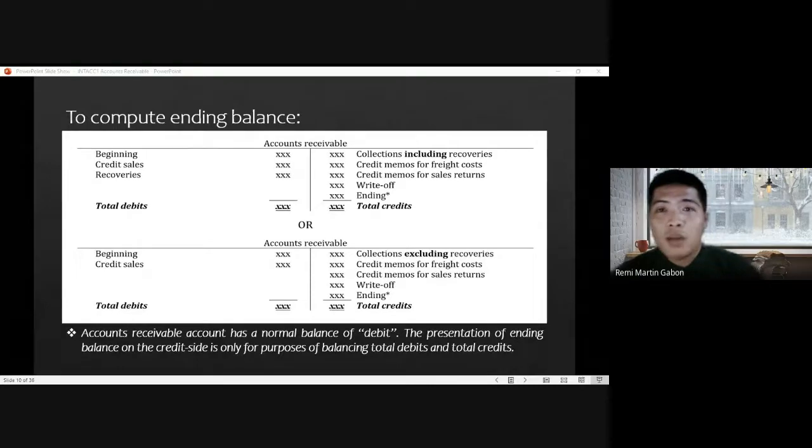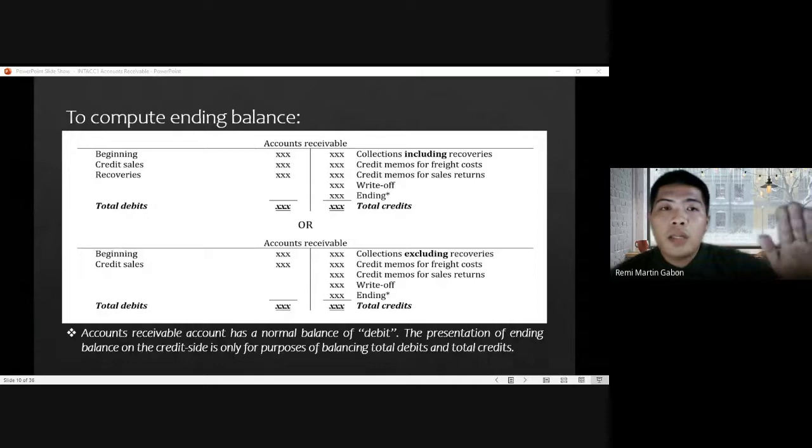Kung meron kayong scenario na ganyan, it is an example of recovery. Matagal ng utang, nakalimutan mo na, but still, the customer is able to pay. Okay? Out of nowhere. Yun yung recoveries. So the life cycle of a recovery of previously written off accounts: it starts from being worthless. Therefore, it undergoes write-off. Then after write-off, out of nowhere, we recover that previously written off account. Okay?